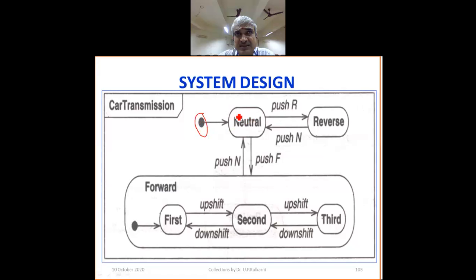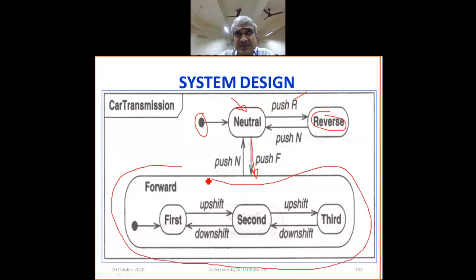You begin with this and the machine is in the neutral state. When the engine is in neutral state and you push reverse, R indicating reverse, you get into the reverse state and the behavior of the machine is different. When you push neutral again, you get back into neutral. From neutral you can go to reverse, and from reverse you can come to neutral. When you push forward in the gear system, you get into the forward state, but the forward state is represented as another submachine.